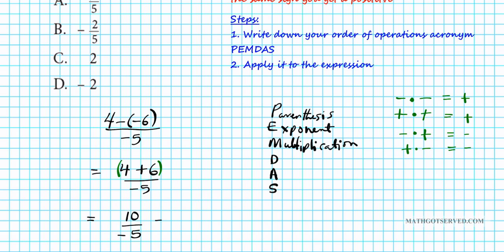Well, we know that 10 over 5 is 2. Is it positive or negative? Remember, whenever you're dividing different signs, the 10 is positive. You always have a negative. So your answer is negative 2, option letter D.